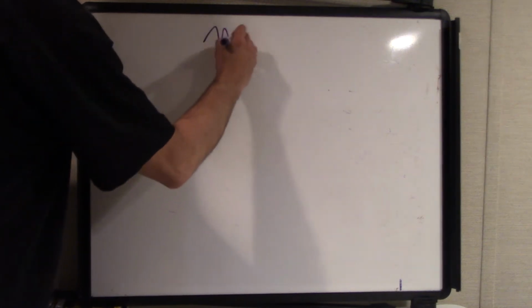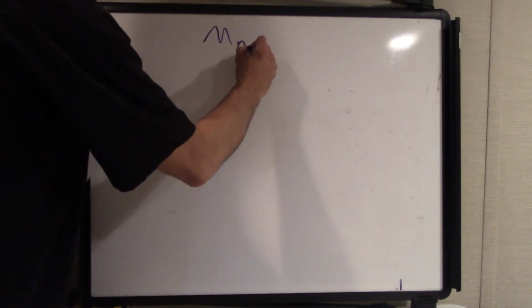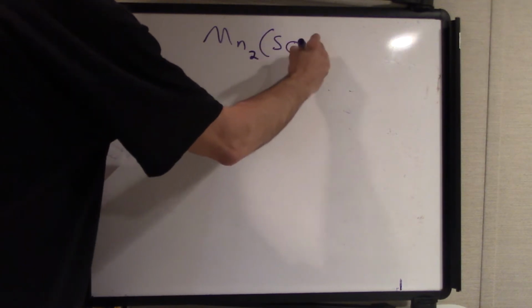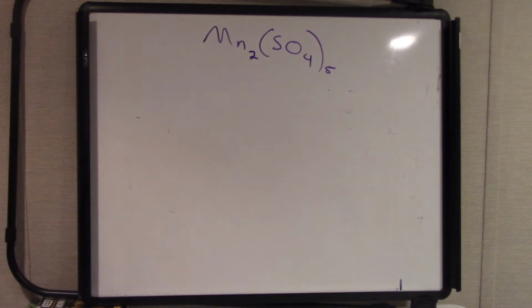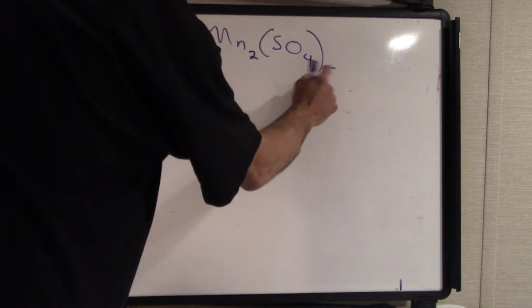Even though there's no new rules for dealing with those, I still want to do a couple of examples that show you how this actually works, to get a little bit more practice in doing some of our nomenclature. So the first one I want to do is we're going to take this compound, Mn2(SO4)5, and we're going to name this.